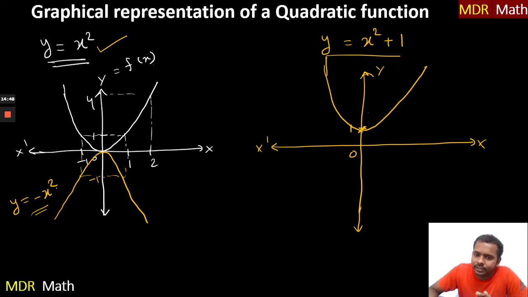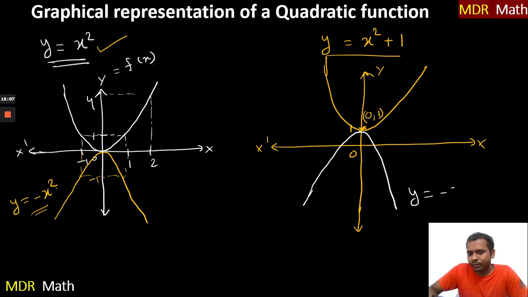And what are the coordinates here? The coordinates are 0, 1. The coordinates of the vertex of the parabola are 0, 1. Now let's consider one more curve, that is y is equal to minus x square plus 1. In this case, when you have x square plus 1, the curve faces upwards. When you have y equal to minus x square plus 1, the curve faces downwards.